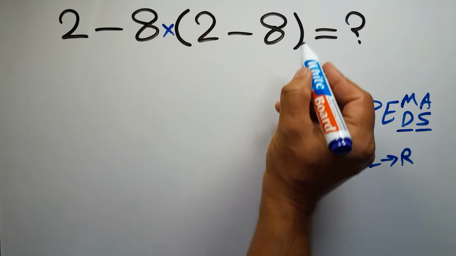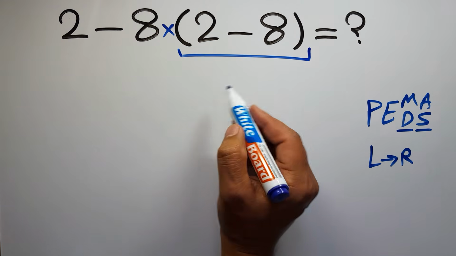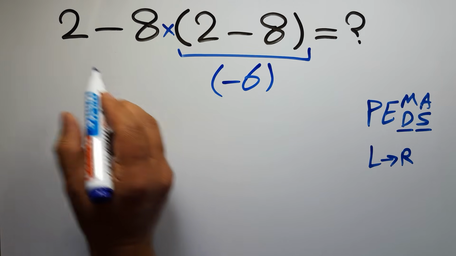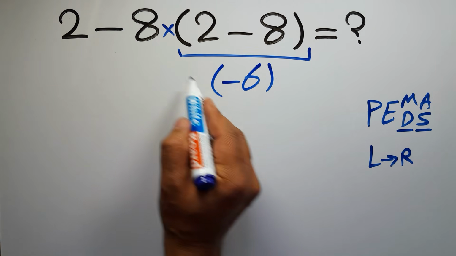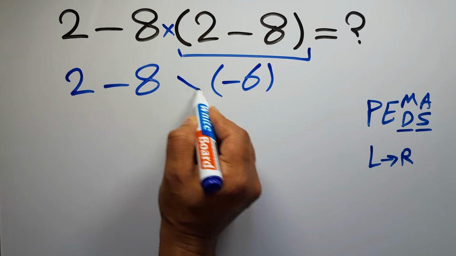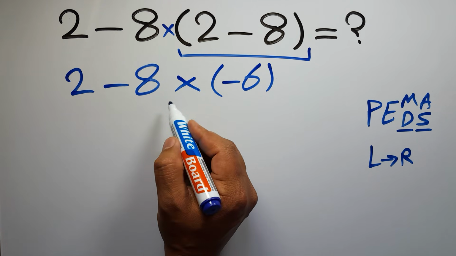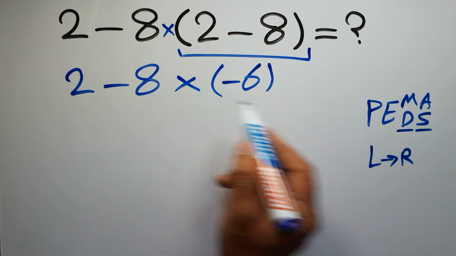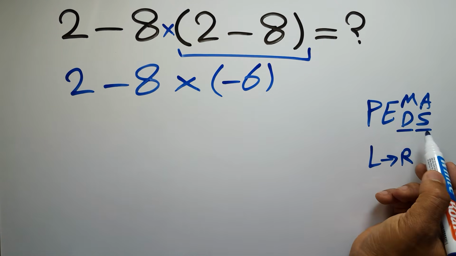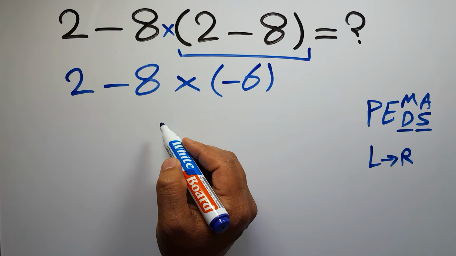So first we have to do this parentheses. Inside this parentheses we have 2 minus 8, which equals negative 6. So we have 2 minus 8 times negative 6. Now in this expression we have one subtraction and one multiplication. According to PEMDAS, multiplication has higher priority than subtraction because multiplication comes before subtraction. So here, first we have to do this multiplication.